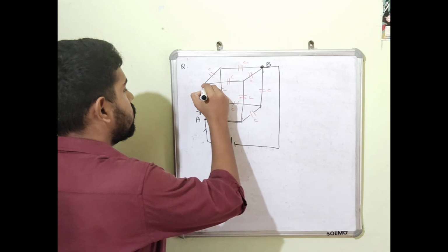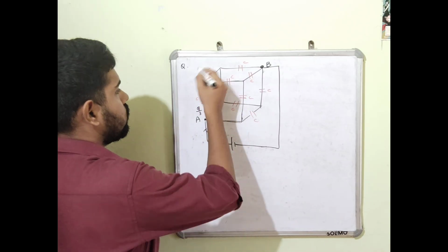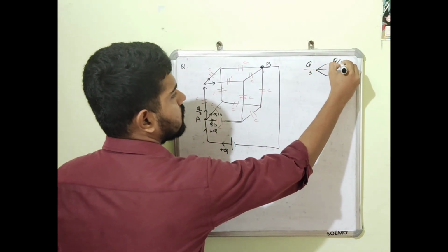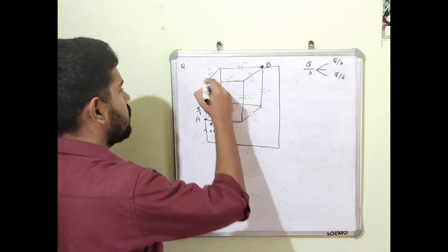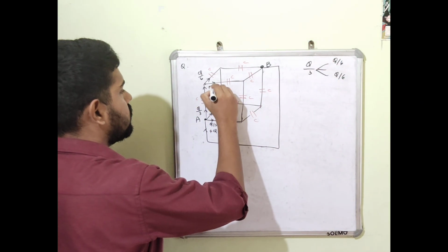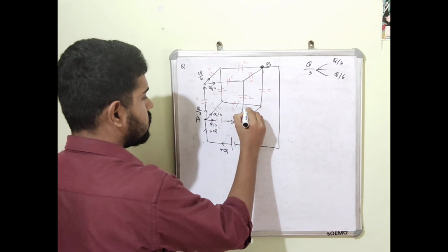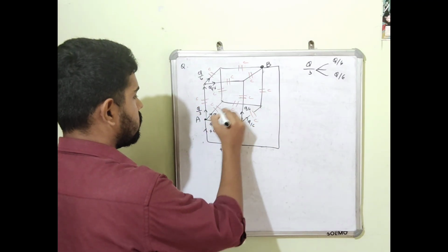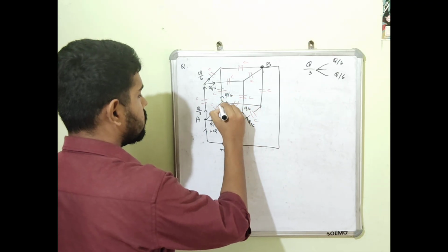Then this q by 3 will go in this direction, and again it will split at the next junction. This is the next junction. After splitting again, q by 3 will split into q by 6 and q by 6. It is half: q by 6 is half of q by 3. So we get q by 6 here, q by 6 here. Also, when this q by 3 goes in this direction, it will split into q by 6, q by 6. And this q by 3 will split into q by 6, q by 6 after going in this direction.